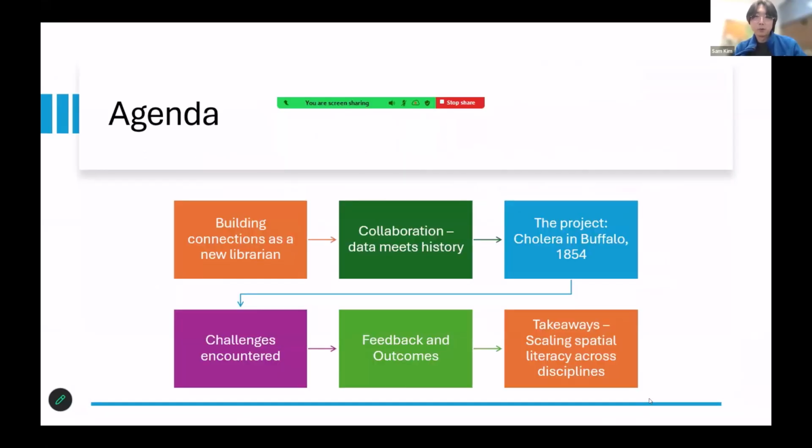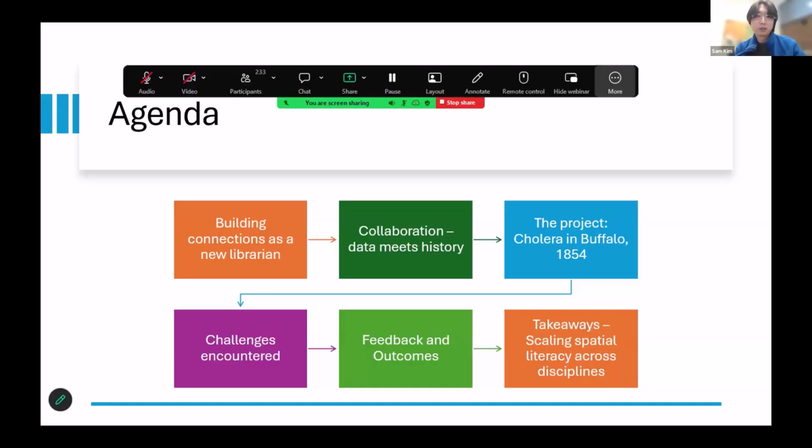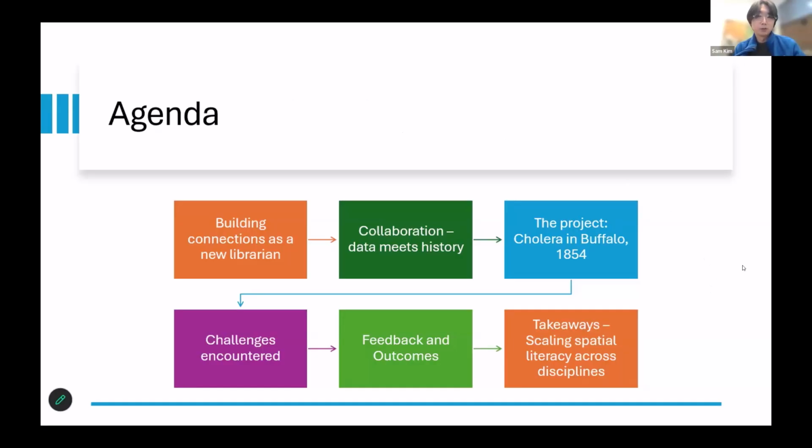So for this presentation, we will be walking everyone through the various steps taken by myself as the new GIS librarian, collaborating with history faculty in exploring spatial literacy for non-majors. This is starting from developing new connections to the eventual collaboration, the strengths that each collaborator brought to the project for, in this case, cholera in Buffalo, 1854. The challenges that were experienced by all parties involved is not just the students, but also us, the faculty and the librarian. And to cap it off, takeaways for any librarians or faculty that may be interested in scaling a similar project for their own disciplines. Next slide, please.